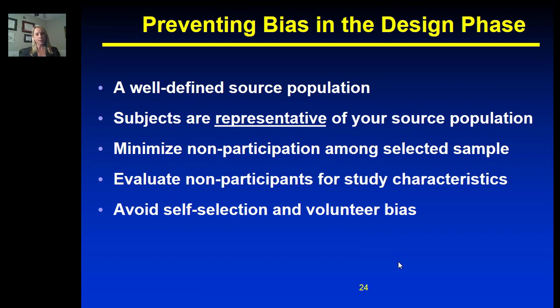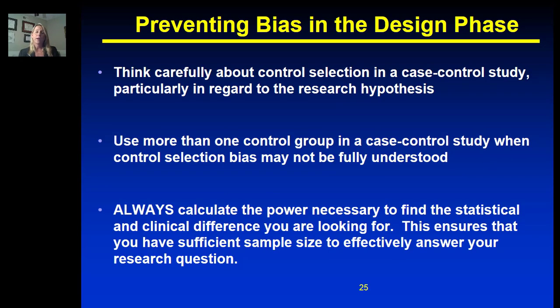Well, we can do it in the design phase of our study, obviously, and that would include having a well-defined source population, including subjects who are representative of our source population. We minimize non-participation among our selected sample, and we evaluate non-participants, those people who choose to not participate, by looking at their study characteristics to make sure they don't differ from those who did participate.